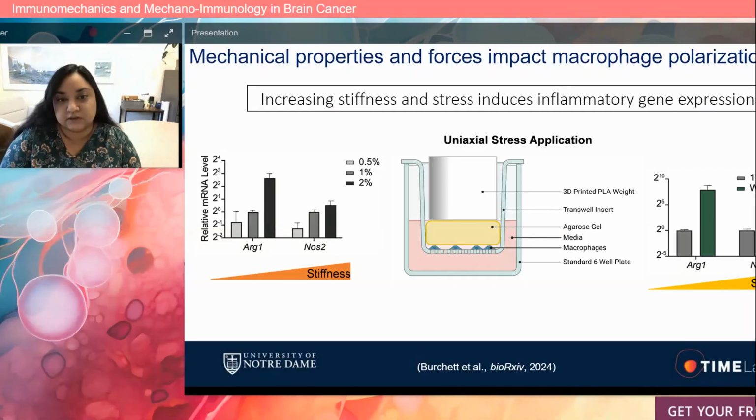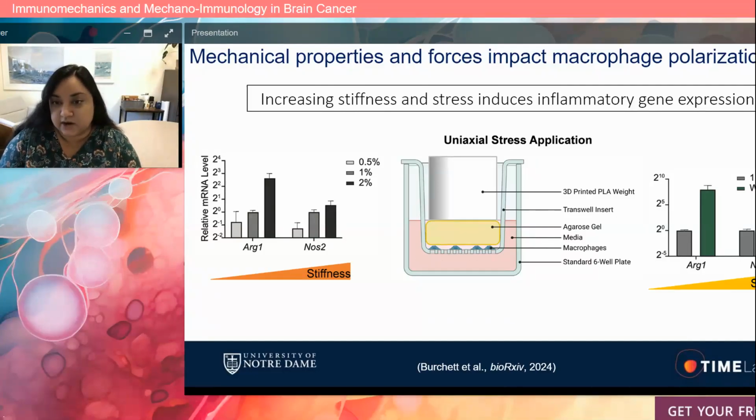So in addition to the surrounding stiffness of the gel, we can also apply a mechanical force to stimulate that solid stress that these macrophages experience within the tumor microenvironment. I'm showing here just a simple graphic of how we actually do this in a transwell system with a cellular monolayer, but we can do the same thing with spheroids as well. Again, you can refer to the preprint if you want to see exactly how we did this.